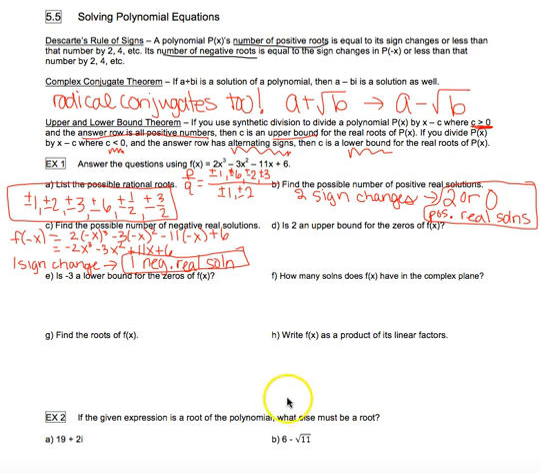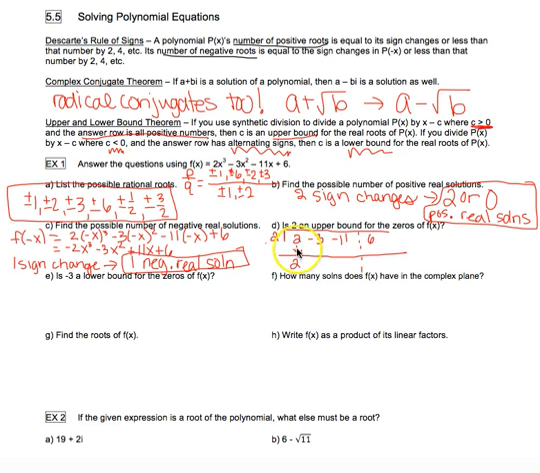All right, D: is 2 an upper bound for the zeros of f of x? So to do an upper bound, I said I'm dividing by x minus c. So in this case, we're dividing by x minus 2. So 2 is our value. We use synthetic division, it says. So I put 2 in there, and then my polynomial coefficients 2, negative 3, negative 11, positive 6. Put in my remainder separator and my horizontal line.